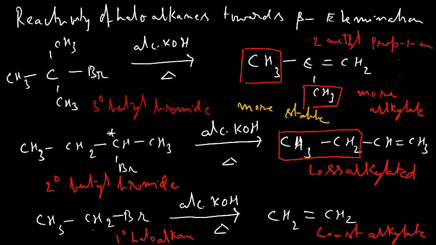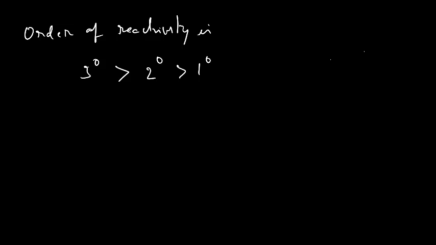Thus, we can confirm that the reactivity of haloalkanes towards elimination is: tertiary alkyl halide is greater than secondary, which is greater than primary. Thus, the order of reactivity is tertiary alkyl halide greater than secondary greater than primary.